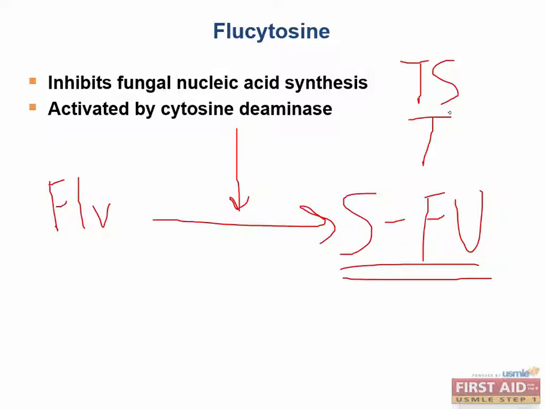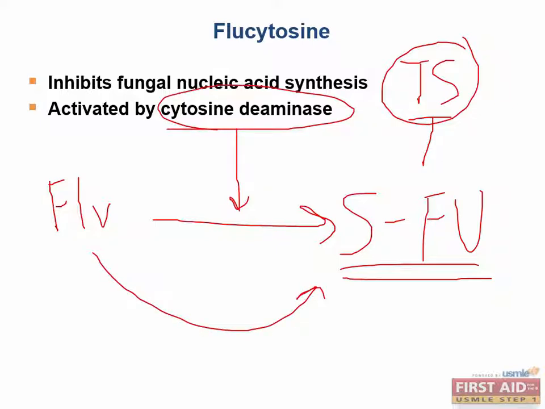Without the thymidylate synthase, there is no ability to make the thymidine monophosphate, and the fungal cell is unable to replicate. So why doesn't this drug affect our own human cells the way that 5-fluorouracil does against cancer? Well, it's because our human cells do not have the cytosine deaminase, so there's no way for the flucytosine to be converted into 5-fluorouracil in our human cells.